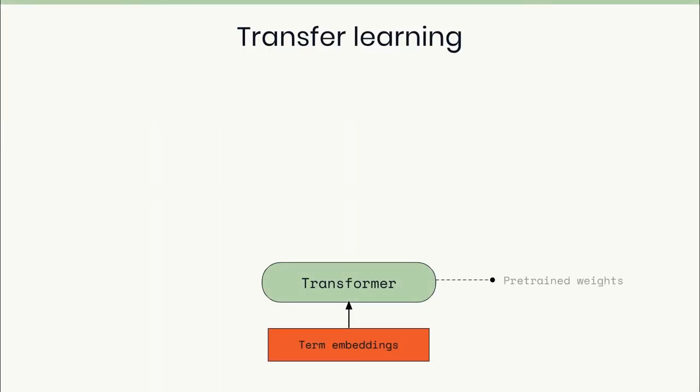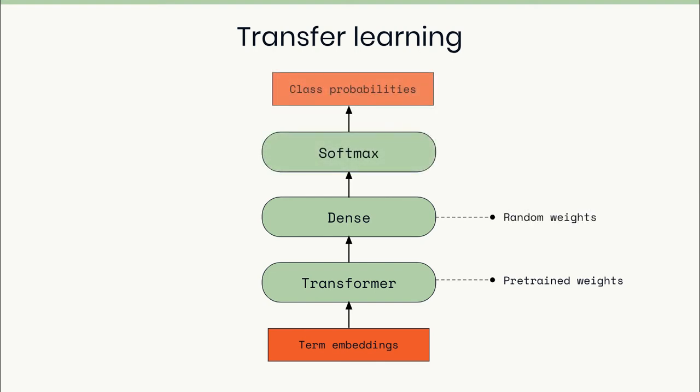So the visualization here is we start with the term embeddings. We pass them through the transformer, which has pre-trained weights. We have added a new dense layer up top, which is randomly initialized. Then we add a softmax, and then we get some class probabilities. So we only have to train this network very little on small amounts of data, because it can reuse all the knowledge it has learned in these pre-trained weights.